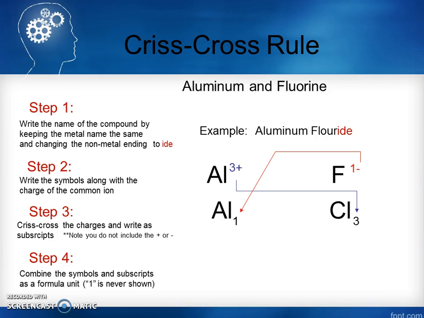Step 4. Combine the symbols and subscripts as a formula unit. 1 is never shown. So our formula unit would be 1 aluminum to 3 chlorines.